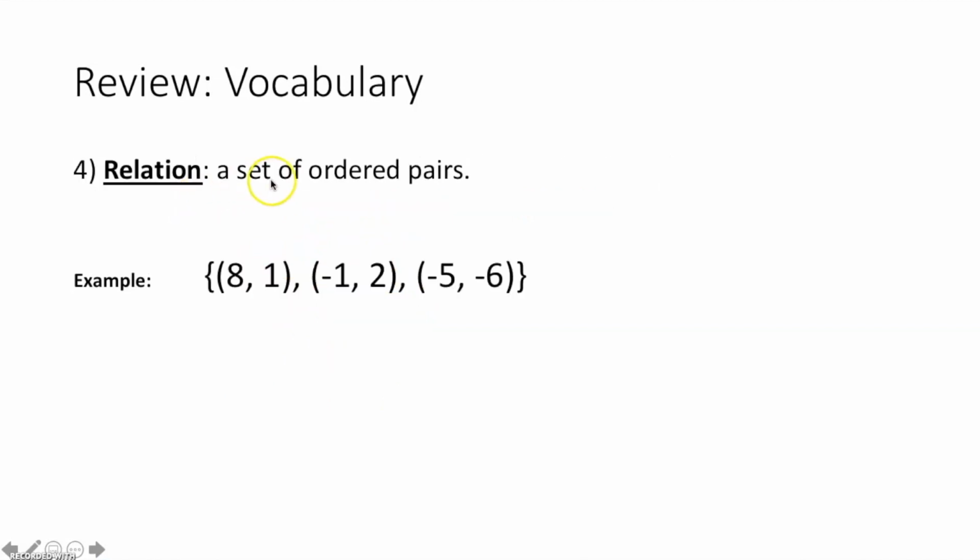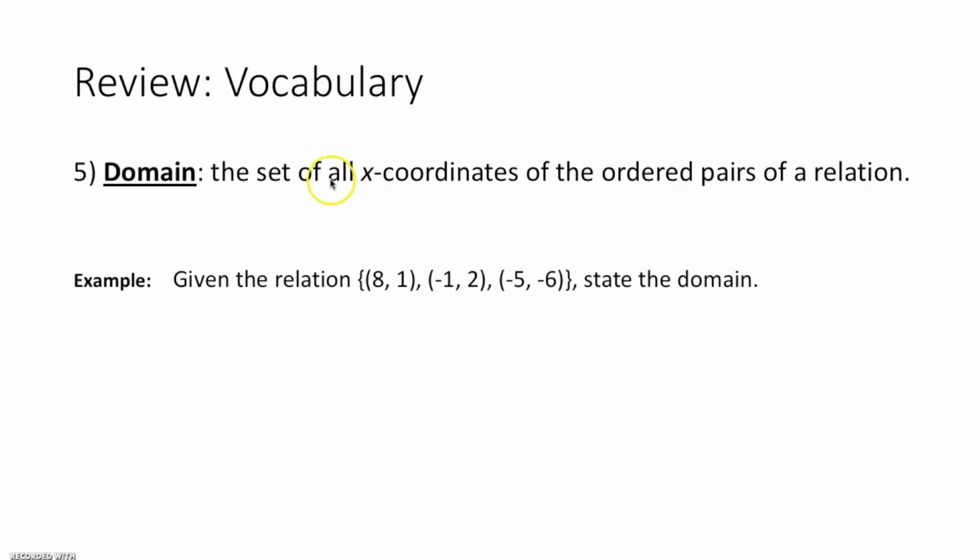A relation is going to be a set of ordered pairs. So when you have multiple ordered pairs that we're going to graph on the same graph, that would be called a relation. Next, the domain is going to be the set of all x coordinates of the ordered pairs of a relation. So here you can see we have this relation, the set of ordered pairs.